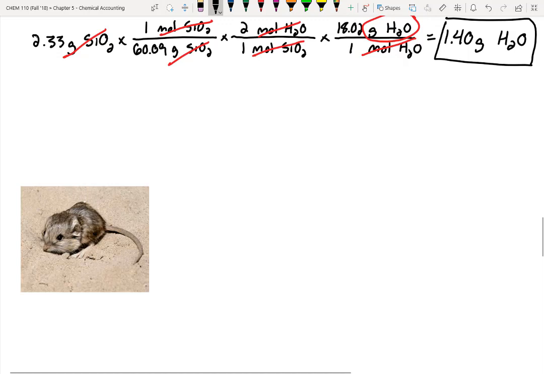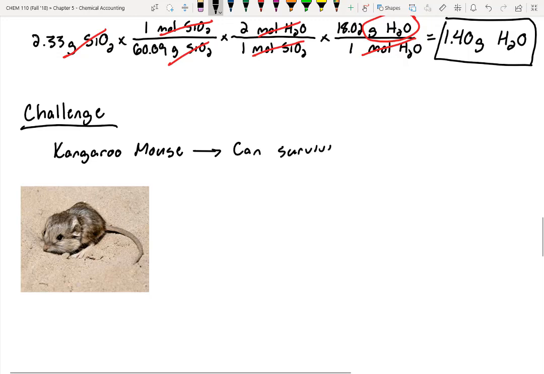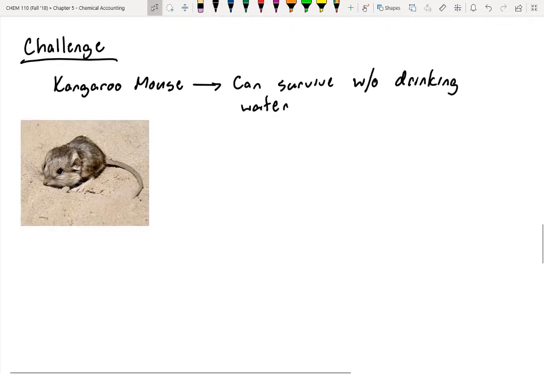Let me get the problem started. There's a special type of mouse called a kangaroo mouse. I think they're found in the deserts of Nevada, kind of the southwest region, and they can actually survive without drinking water. They've evolved to live in these ultra harsh desert conditions where water is just not always going to be available, but they've adapted a way of surviving. And the way they survive is pretty clever.